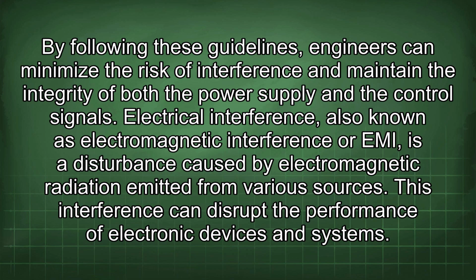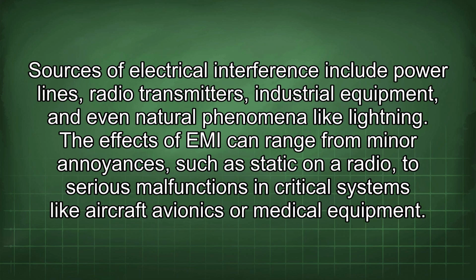Electrical interference, also known as electromagnetic interference or EMI, is a disturbance caused by electromagnetic radiation emitted from various sources. This interference can disrupt the performance of electronic devices and systems. Sources of electrical interference include power lines, radio transmitters, industrial equipment, and even natural phenomena like lightning.